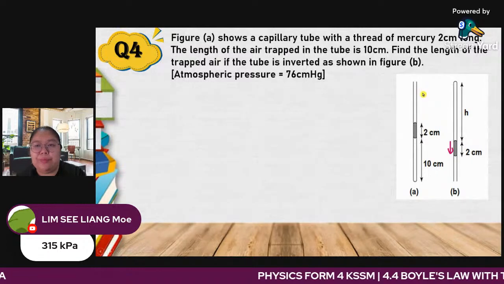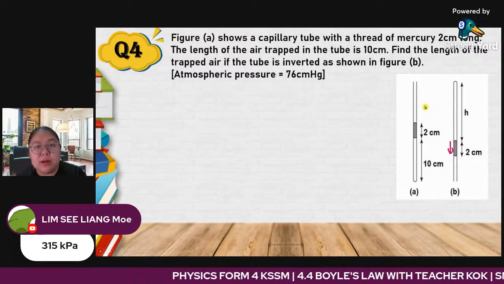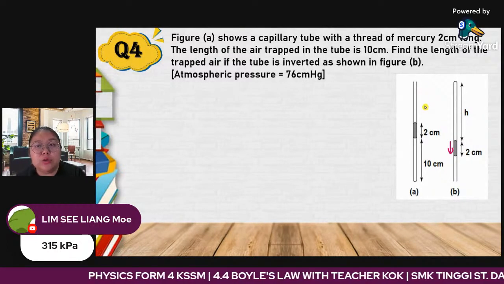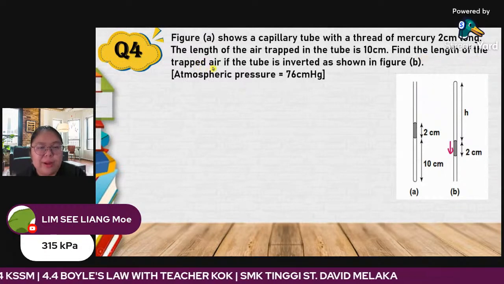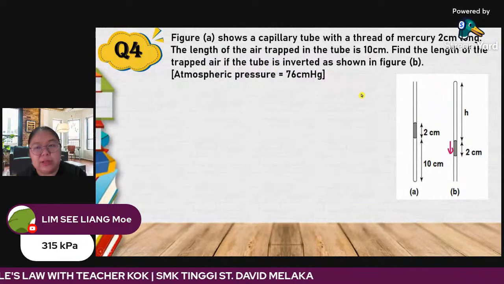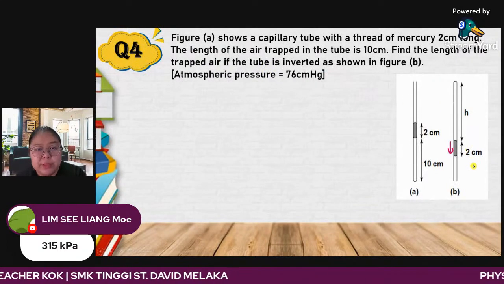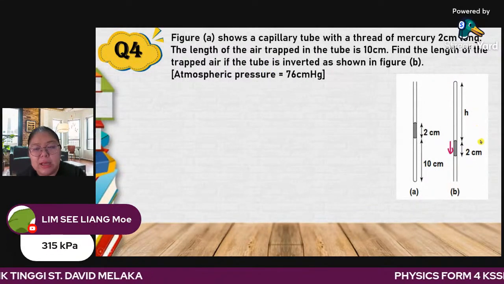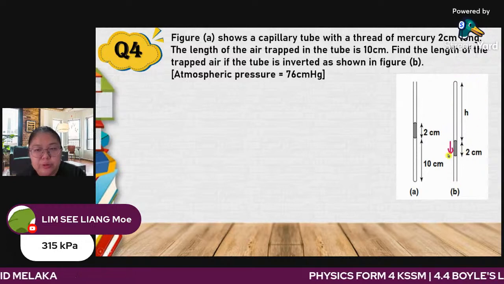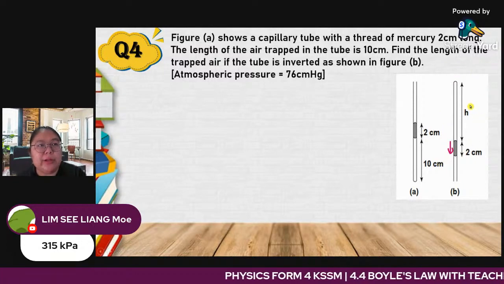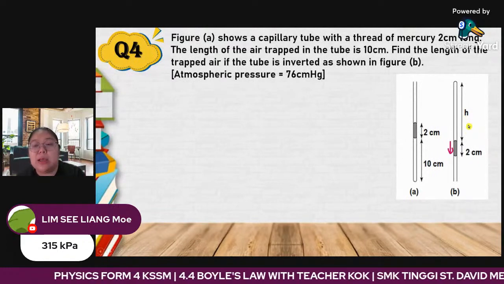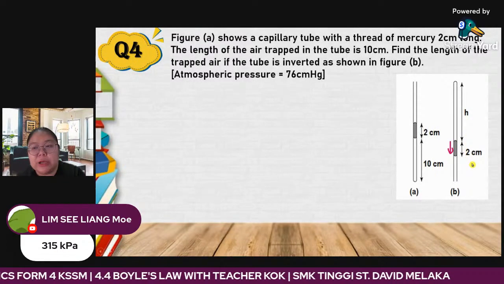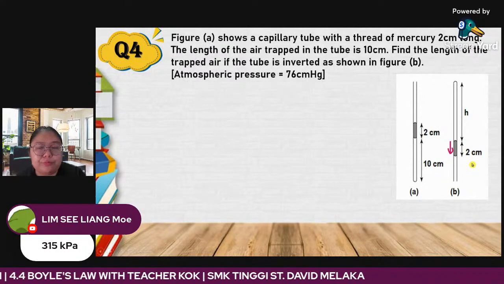Now the second one, they take the same capillary tube and invert it. Find the length of the trapped A if the tube is inverted, shown in figure B. When it is inverted, you cannot say this one becomes 10 cm already. It will change. They say this is H, they don't know how many. But the mercury is the same, still 2 cm.